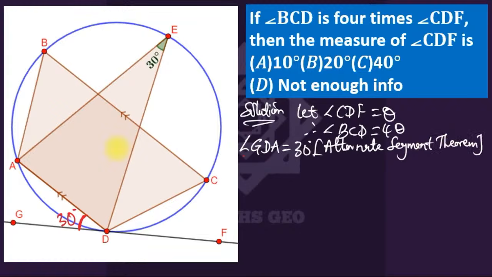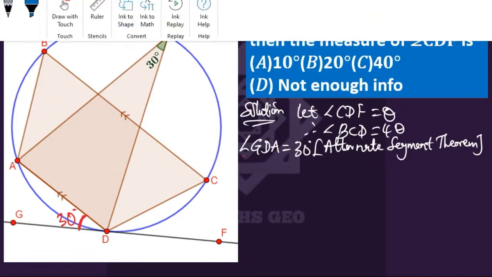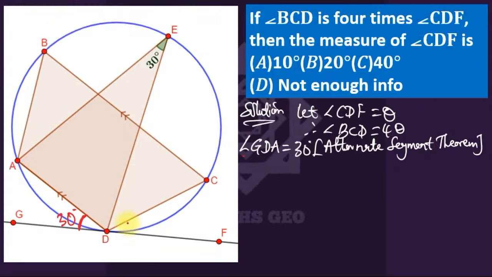So let's still go back to the diagram, and we called CDF to be theta. So CDF is theta. And BCD will be 4 theta. So this is 4 theta as stated in the equation. So from this, and since this is a straight line, GF is a straight line, once I get this, with that we can get theta.